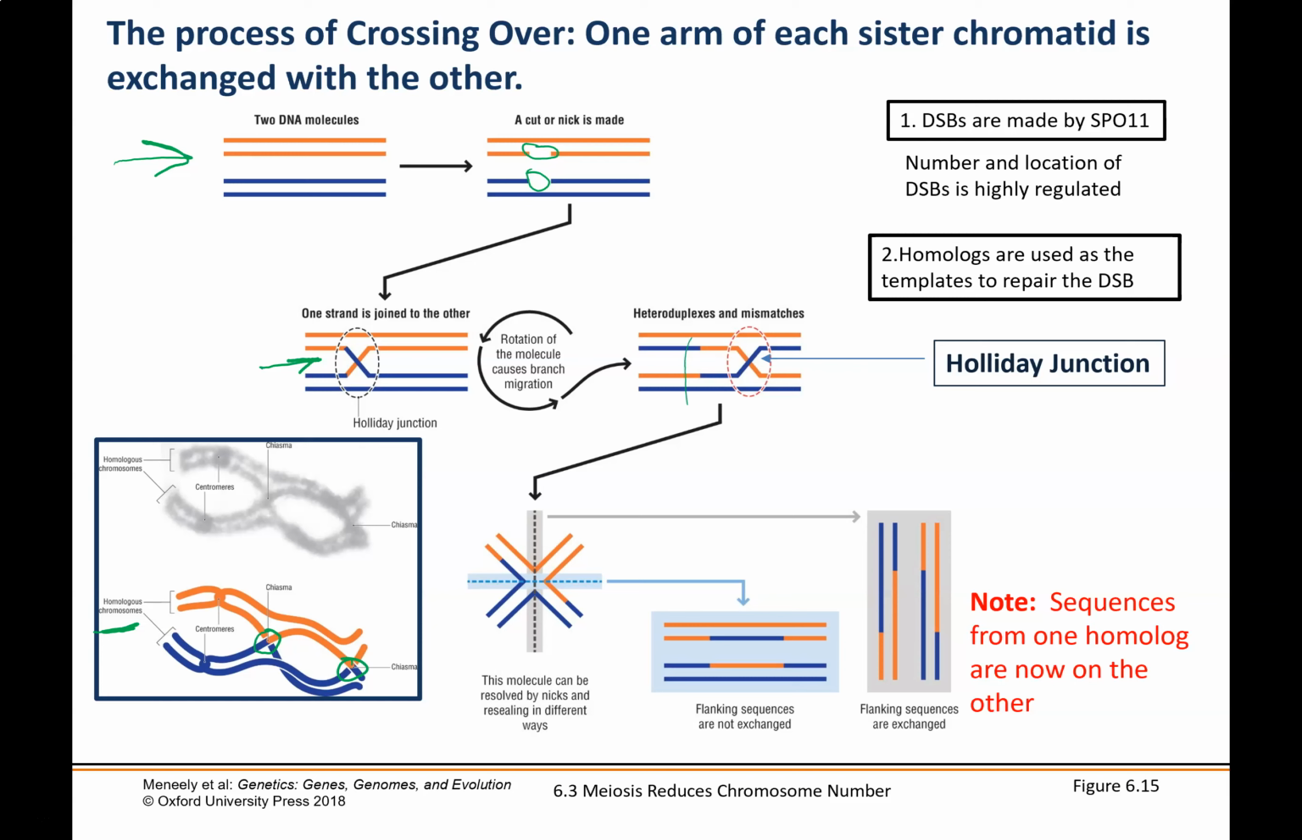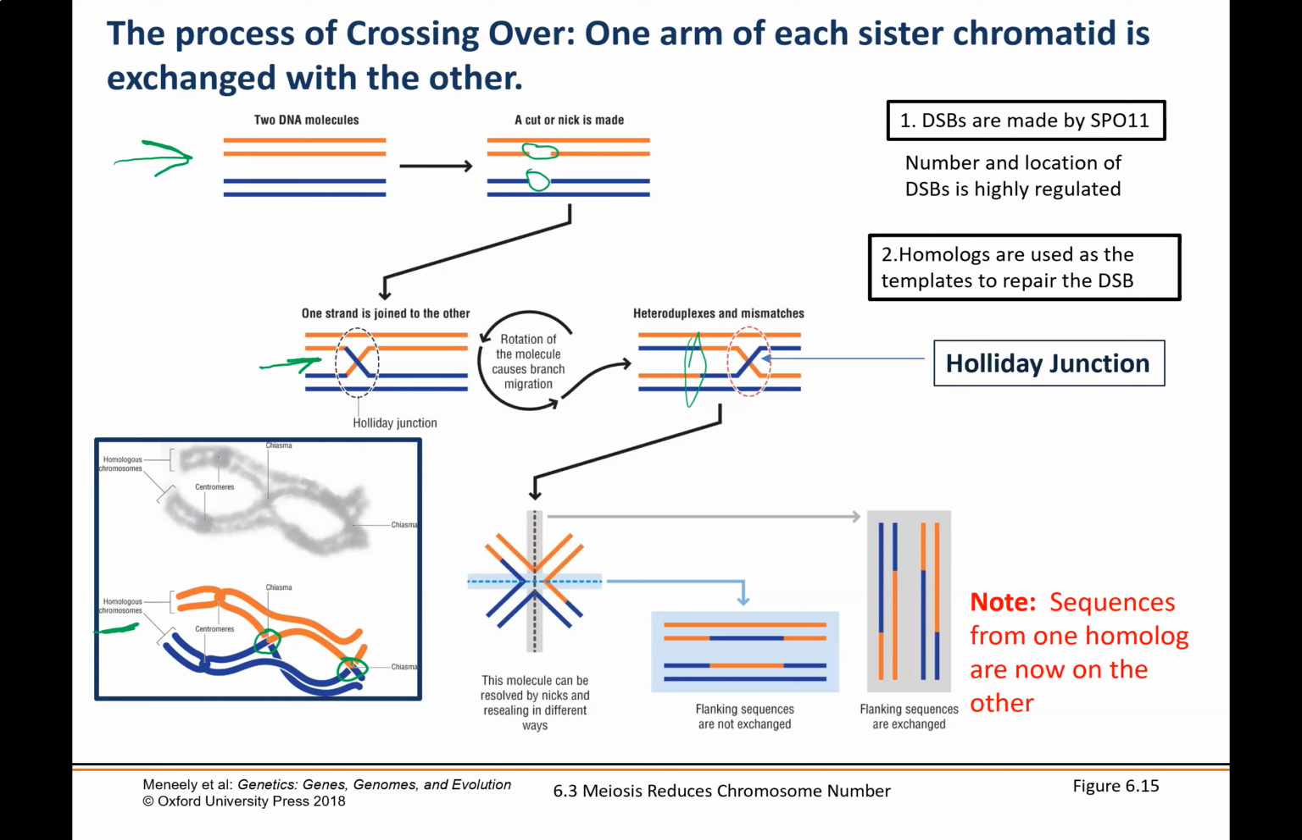So we have one crossover here, and now we have another crossover here. So we have a second Holliday junction here. And what happens here is this Holliday junction causes the DNA molecule to kind of bend and twist. And so you actually get this sort of X shape in your chromosomes, and you still have homologous pairing here.